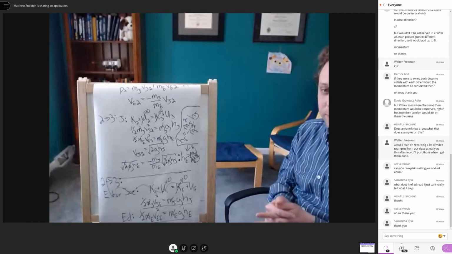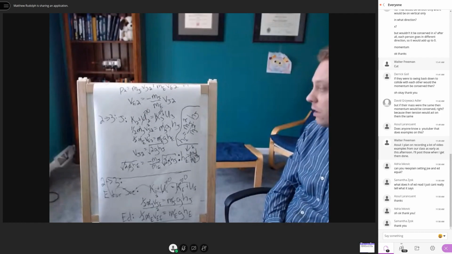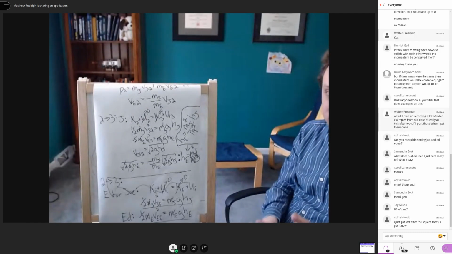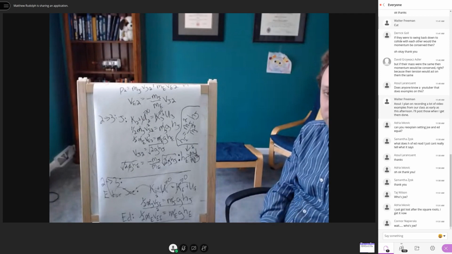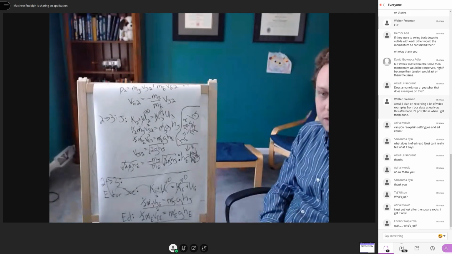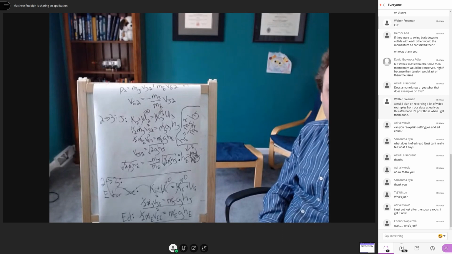This was a complicated example and it's big, but it has all the stuff that we want to be able to do with momentum and energy conservation and different parts. Wait, who's Joe? Joe's just one of the guys that's pushing. Joe and Ed, that's their names.